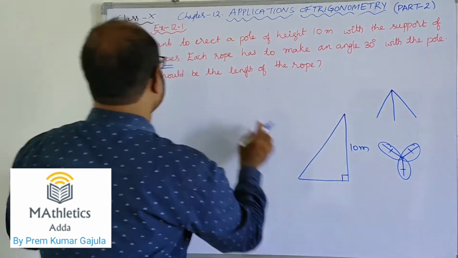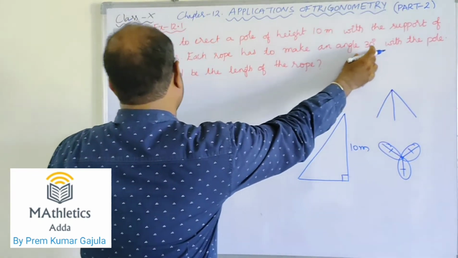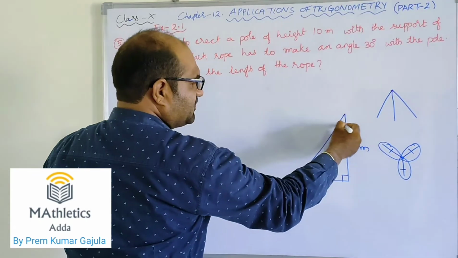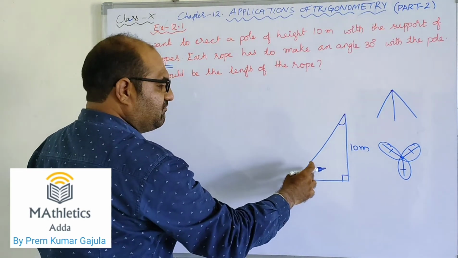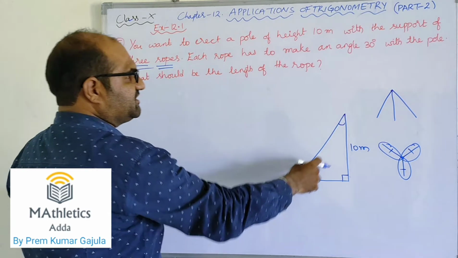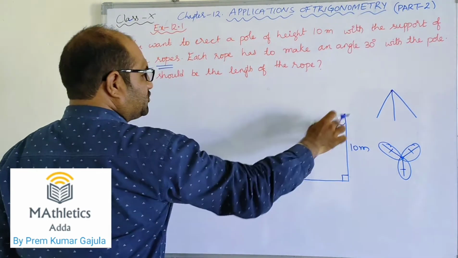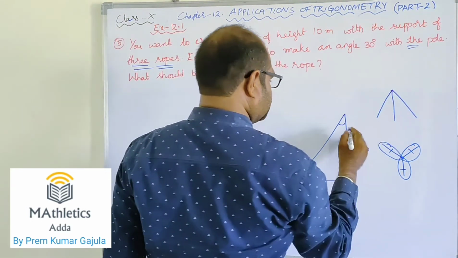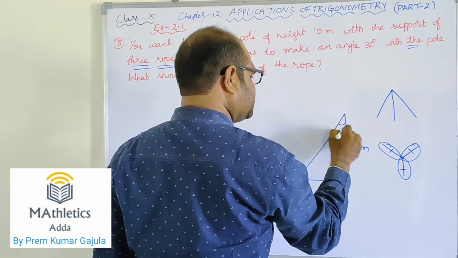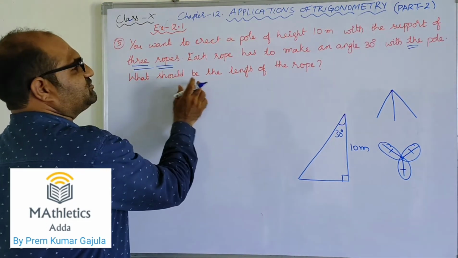So let us apply. Each rope has to make an angle 30 degrees with the pole. This is the pole, this is the ground. If the angle were made with the ground, you would have to take it there, but it is given clearly that the 30 degrees angle is made by the rope with the pole. So this is the pole. So here you have to take 30 degrees.